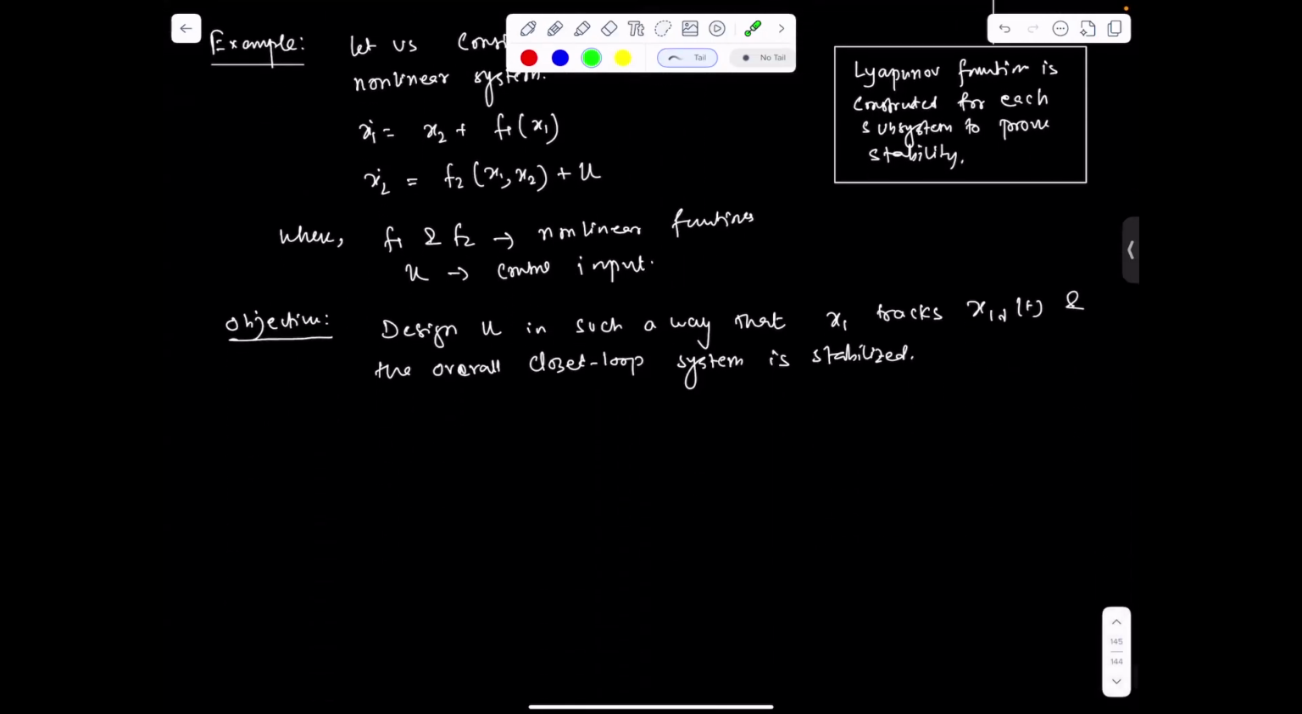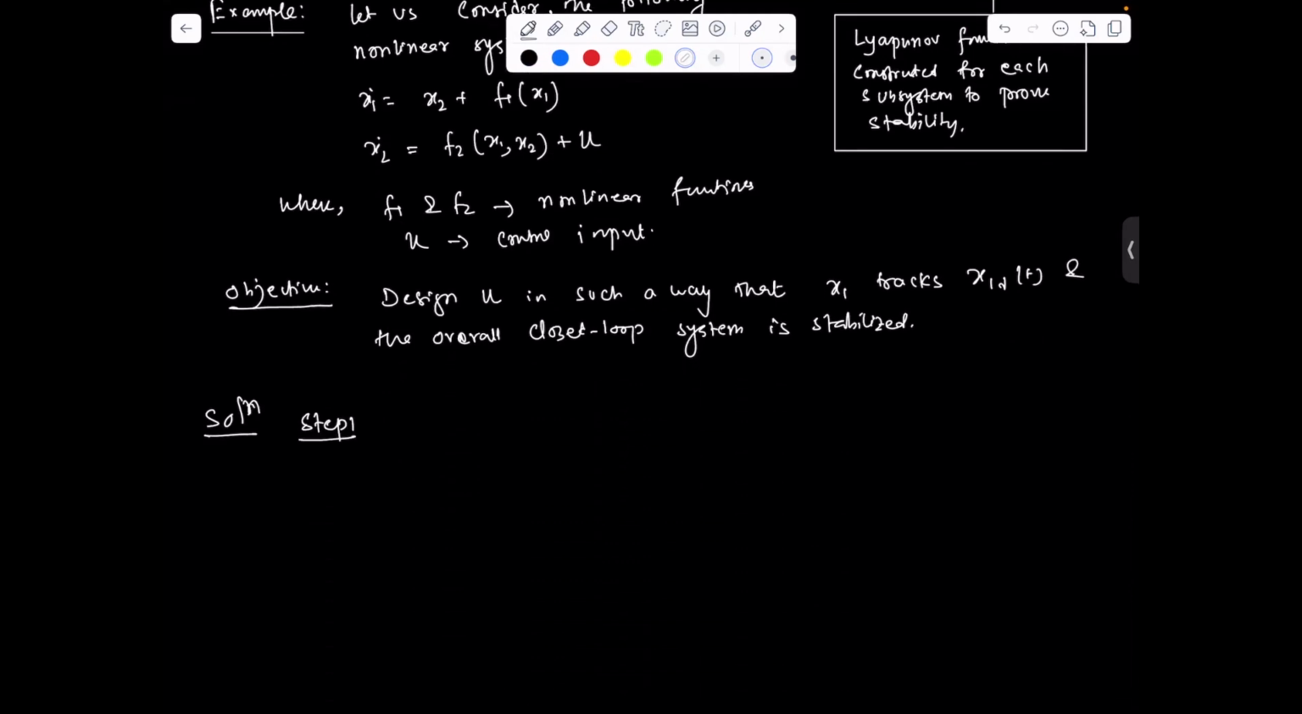So first, step one of the solution. Here we first define the tracking error for the first subsystem.